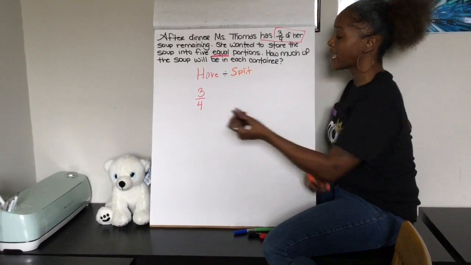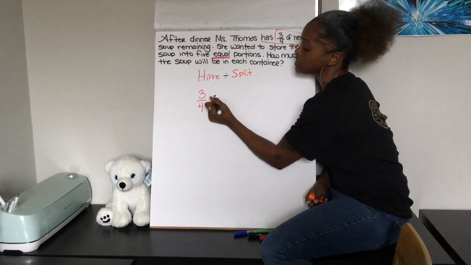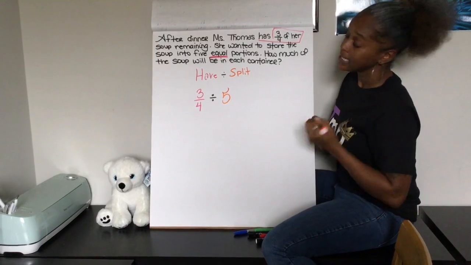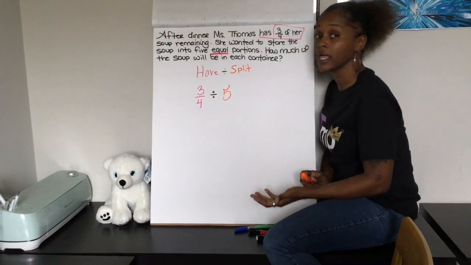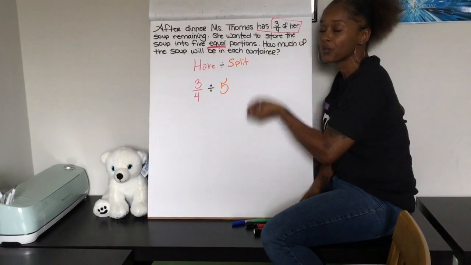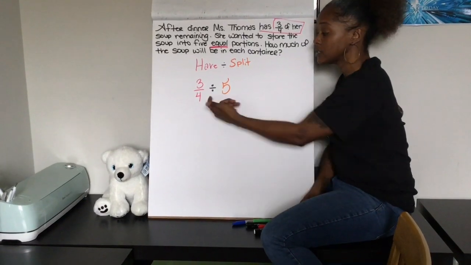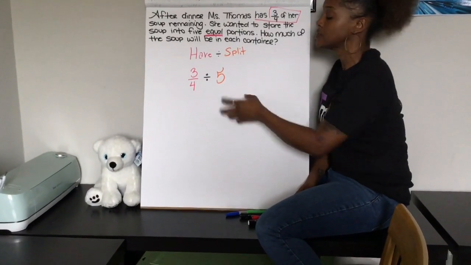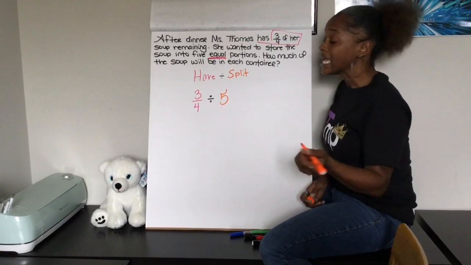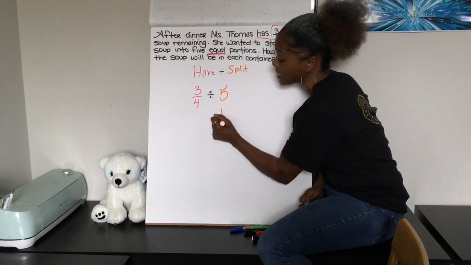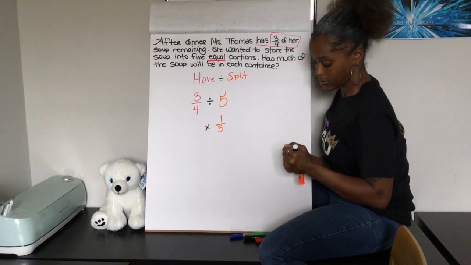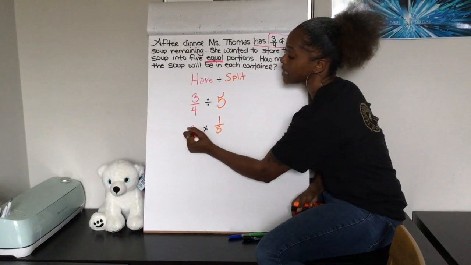So we want to take the 3/4 and split it up into 5 equal portions. Now this looks different from the other problems, but guess what? The process is the same because the amount we have is not going to change. She has 3/4 soup. What is she doing to it? She's splitting it up. And what is she splitting it up into? 5 containers. So how much does each container receive? Each container is going to get 1/5 of Ms. Thomas's soup.